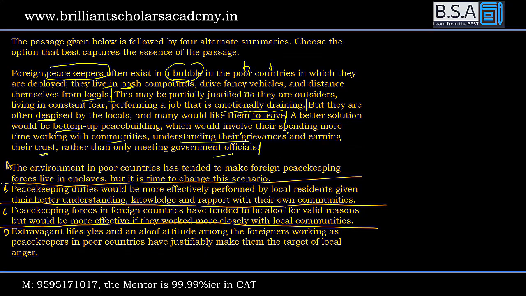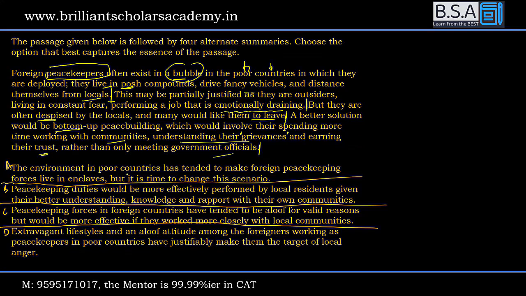So peacekeepers, spending money, staying among themselves, not mingling with others, locals not liking them. These are the main ideas, key points. Locals wanting them to leave, and the solution has been given. Spend more time with locals, build relations.